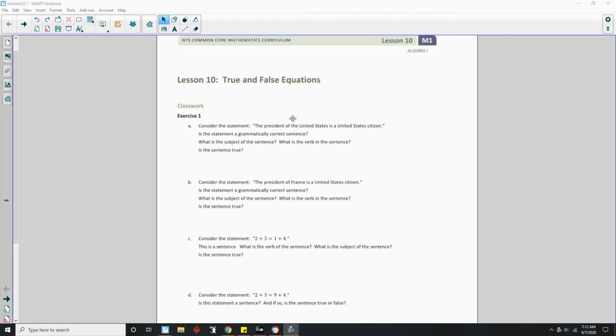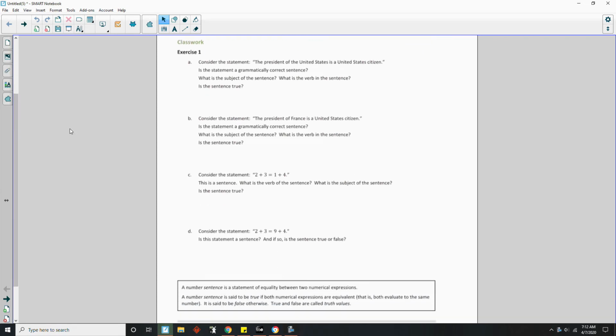Okay, welcome to Lesson 10, True and False Equations. So we're going to start with a little English first. And yes, this is a math lesson, but we're going to start with some English. Exercise one says to consider the statement, the President of the United States is a United States citizen. Is the statement a grammatically correct sentence? The President of the United States is a United States citizen. And the statement is grammatically correct, so I'm going to say yes.